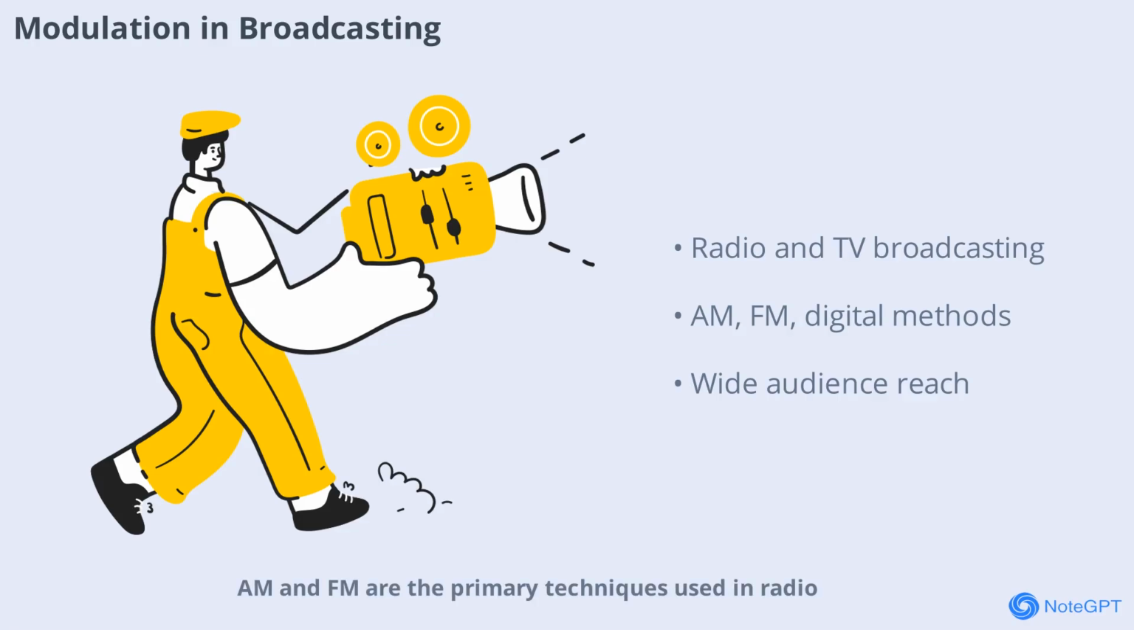AM and FM are the primary techniques used in radio, while digital modulation methods are increasingly common in television. Modulation ensures that signals can be transmitted over vast distances and received clearly by millions of users.